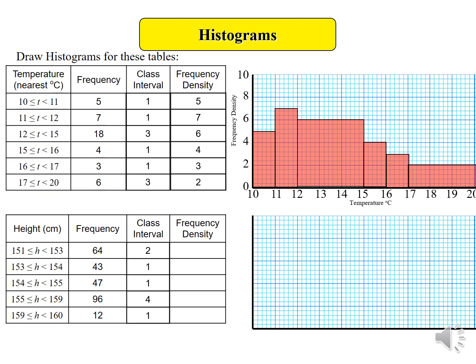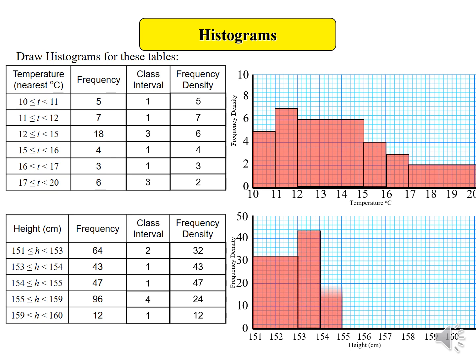So first of all we need to define the class intervals, which are again unequal. It is given as 2, 1, 1, 4, 1, and the frequency density can be calculated as 64 divided by 2, 43 divided by 1, and likewise. Similarly the graph can be defined with height on the x-axis and frequency density on the y-axis, and according to our class intervals we have to make the bars equal to the frequency density, and they are shown in the figure like this.